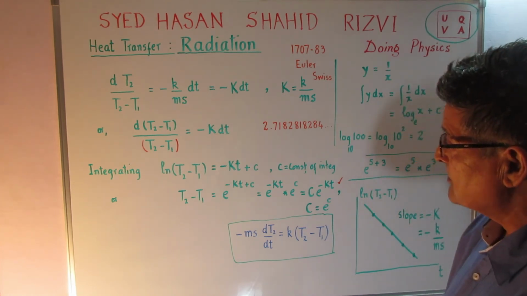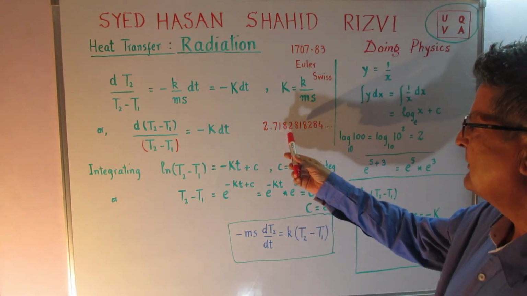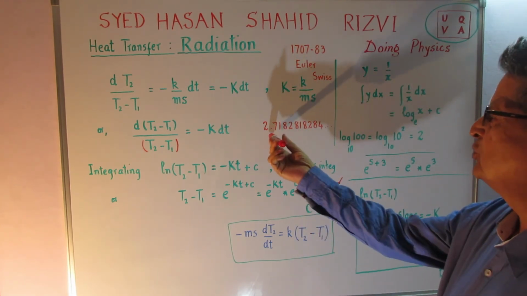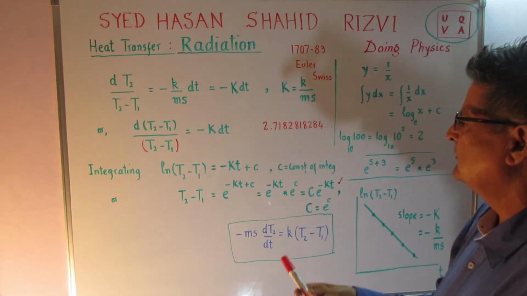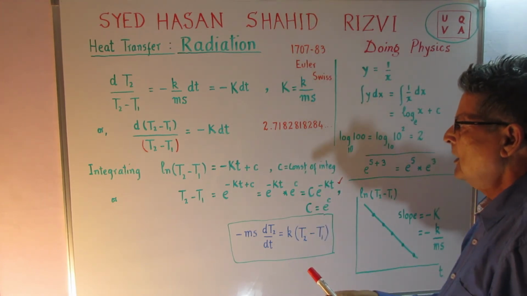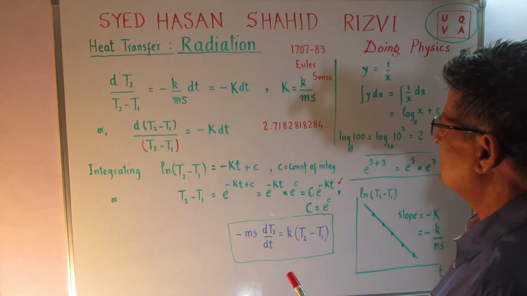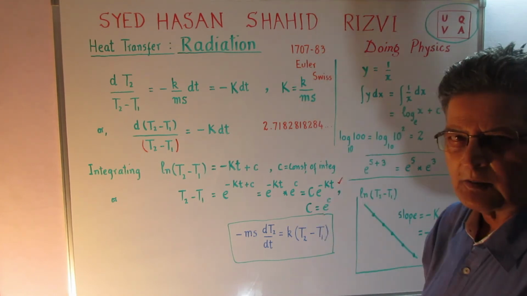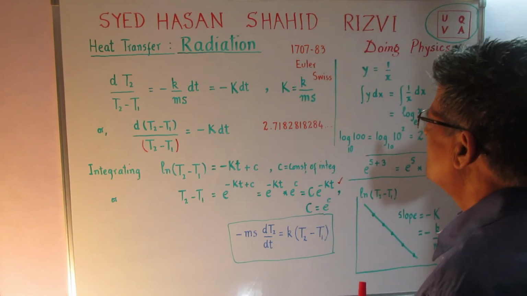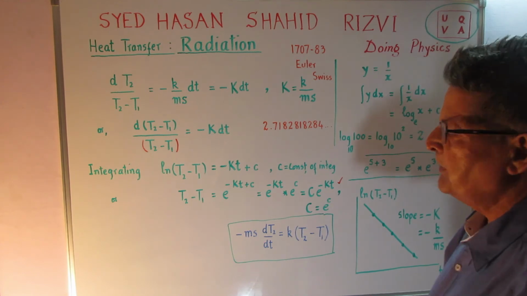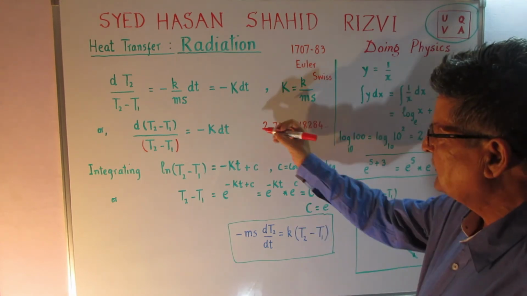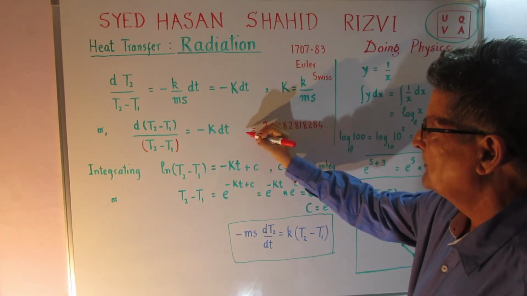Now what is e? e is Euler's number, 2.71. Sometimes we write it as 2.72, but right now I am giving the number 2.7182818284 and so on. So this is a pure number. So e is equal to this.